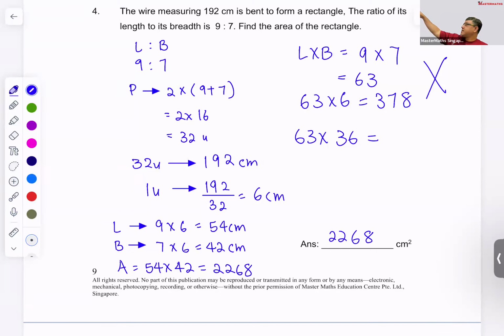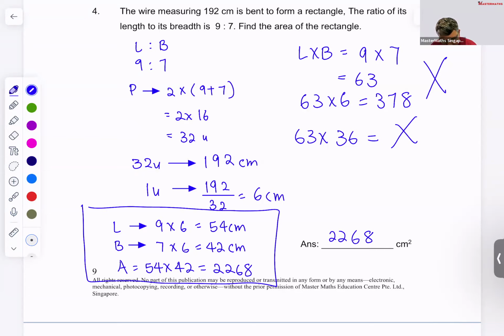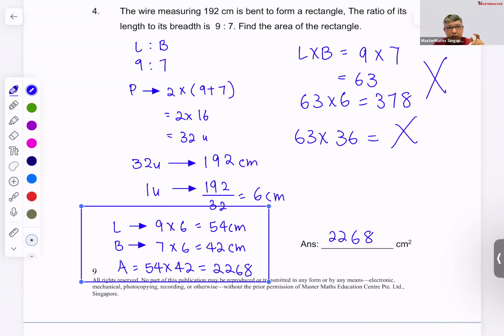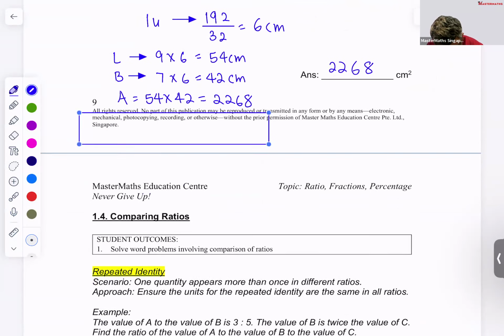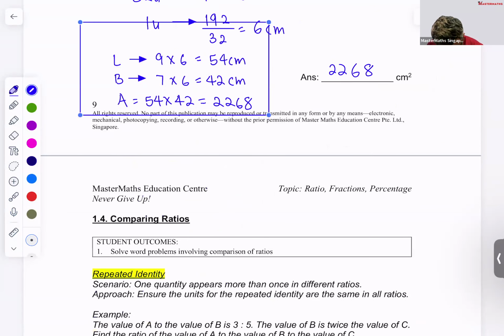So this is 63 units square. So don't use this method. Don't use this method. Okay, use this method. Recommended. So just to remember, to find area, find the length, and then find the breadth, and then we multiply together.